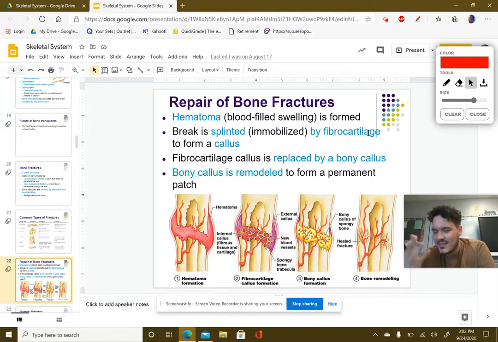It's not like the calluses that form on your hands. It's just designed to be like a Band-Aid. You're literally holding everything in place. This is very sensitive to future damage.